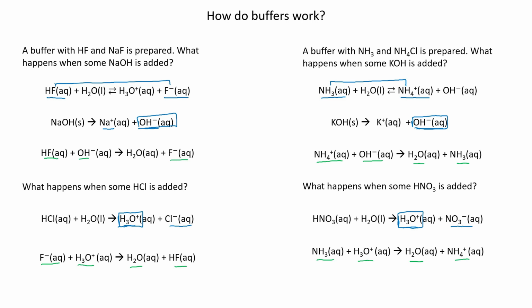Once you do a couple of these, you start to hopefully see the pattern. If you're going to add a strong base to a buffer, you need to identify the acid in your conjugate pair to come and neutralize it. If you're going to add a strong acid to a buffer, you need to identify your base in your conjugate pair for that to come and neutralize it.